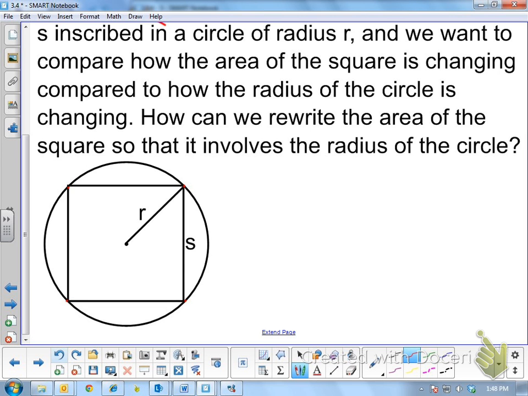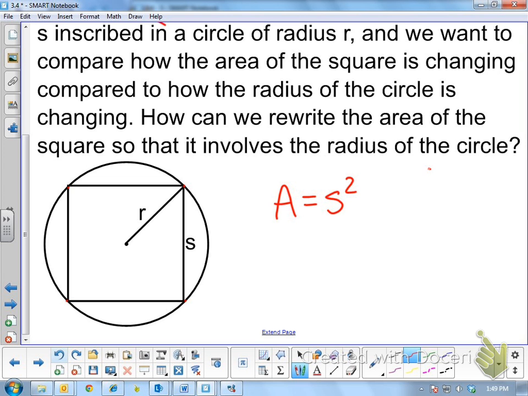So we want to see how the area of the square is changing compared to the radius of the circle. So we want first a formula for area. We need to start there, but then when we go to take the derivative, we're going to say, oh wait, I don't have radiuses involved at all. Let's just start with area of a square. What's the area of a square? S squared. We know area is S squared. That's the equation for area of a square.